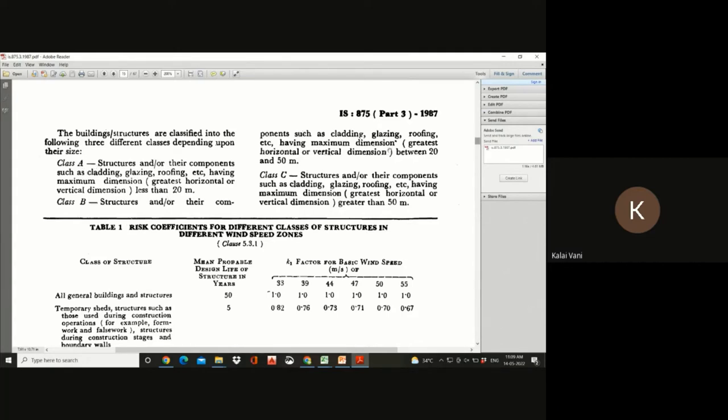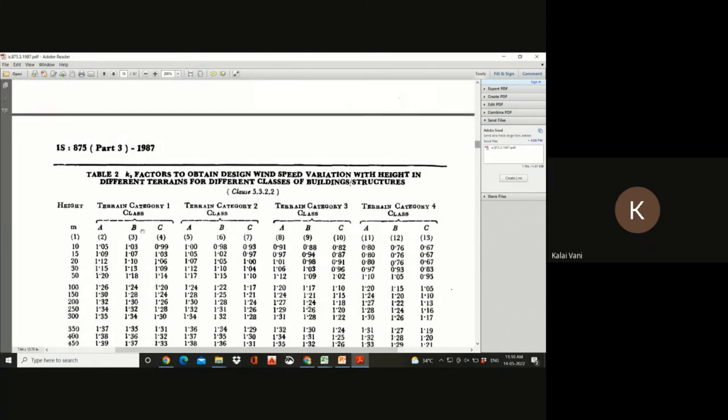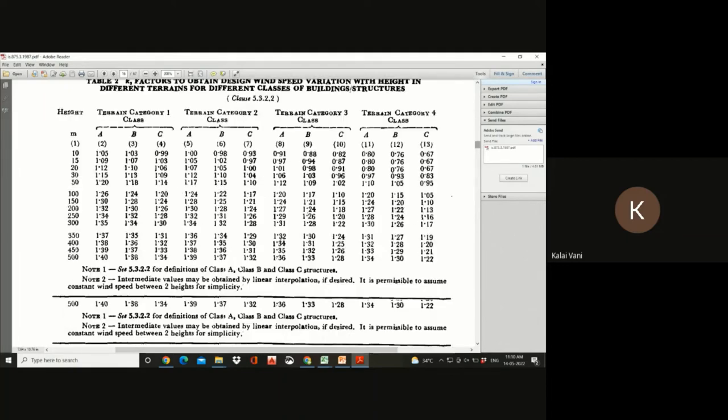If your structure has a horizontal or vertical dimension, vertical is height also. Sometimes your horizontal dimension may be greater than your height. In our case, our height is just 5 meter, but our horizontal dimension is 50 meter, right? So see whether in your problem the dimensions are given as height, length and width, and calculate accordingly. If your horizontal dimension is between 20 and 50, it will be under class B. If any of the dimensions is greater than 50 meter, it comes under class C. So you can take it as a class B structure since it is 50 meter, right? Class B is there, but which terrain category, 1, 2, 3, 4? How to find that?